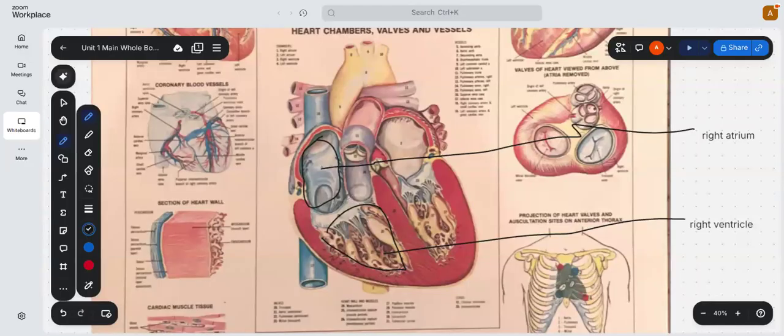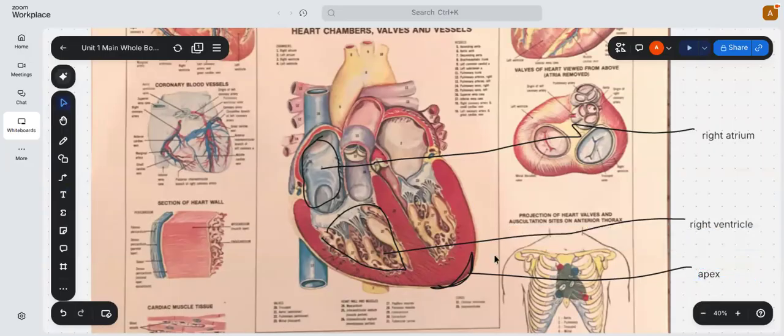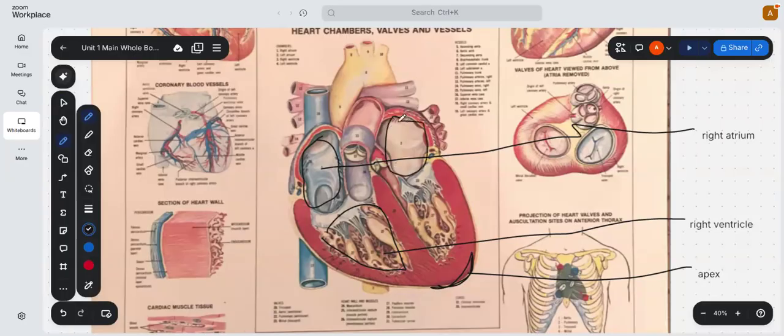Now, another way to remember it is that this pointy part of the heart over here, it is called your apex. So again, that is apex like that. And the apex is always on the left side. So if you can remember that the apex is pointing to the left side, then you can remember that this over here would be your left atrium and left ventricle. So speaking about that, this circle over here, this is your left atrium.